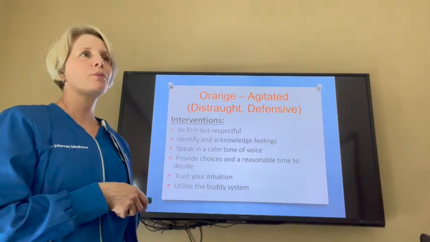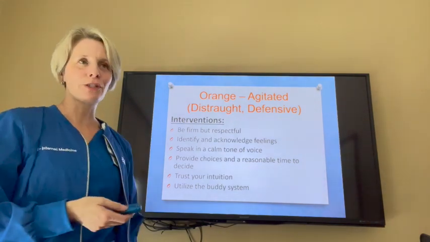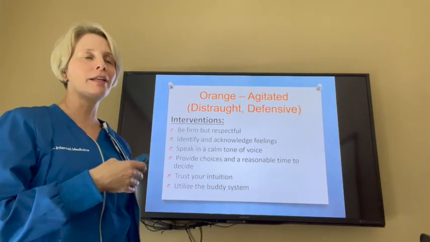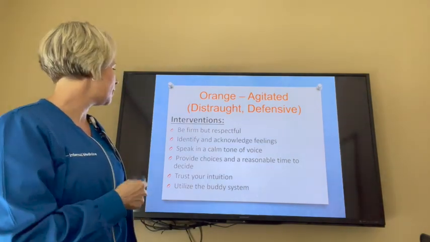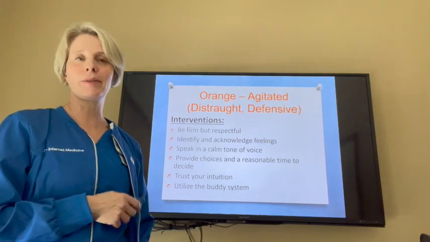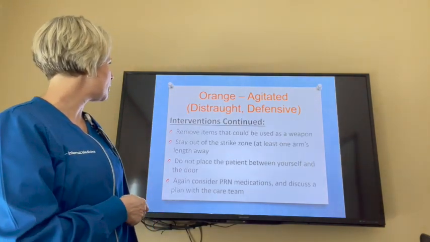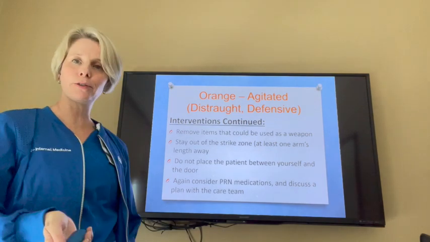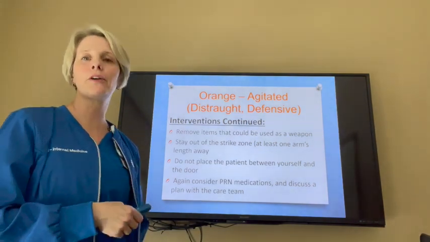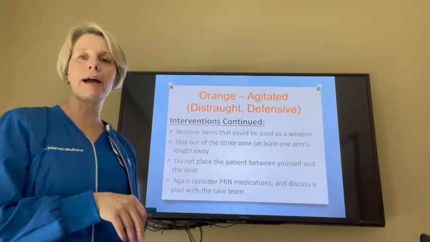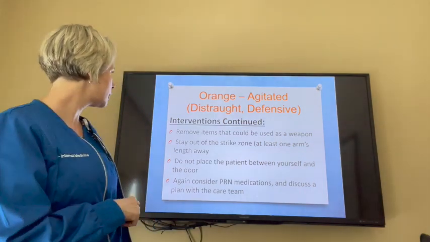You need to trust your intuition. So if you have a gut feeling about something, you need to acknowledge that. And then at this point, you're going to want to utilize the buddy system and not enter these patient rooms alone. Other interventions include removing items that could be used as weapons, as I mentioned before, the stethoscope, lanyards, scissors, or other items in the room that could be used as weapons.